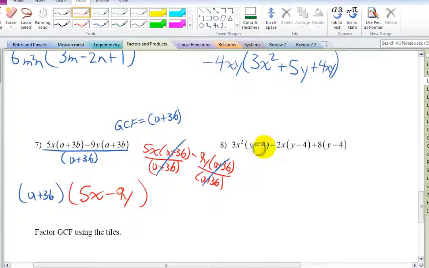How many terms are there in this expression for question 8? Good. So there's 1, 2, 3. That's important to see. Very important to see. What's the same with all 3? What is your GCF? Y minus 4. Okay, go ahead. Do your division now. It'd be a lot like question 7.